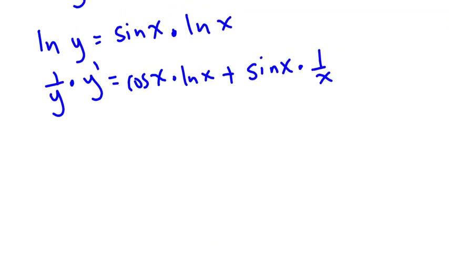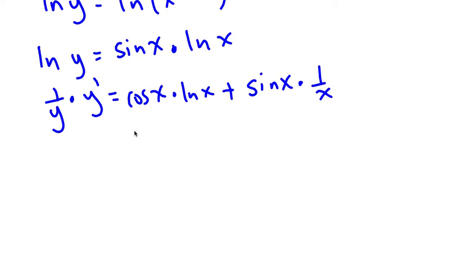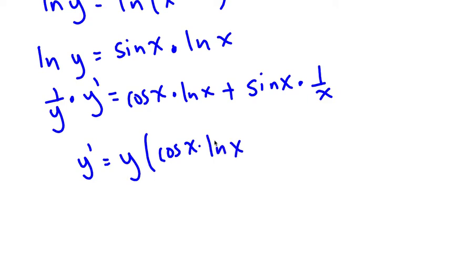And now we want to solve this for y prime. So y prime is equal to, I'm just going to multiply both sides by y, and then we have cosine x times ln x plus, and I'm just going to rewrite this a little differently to make it look a little simpler, sine x over x. Don't cancel out the x's, we can't do that.